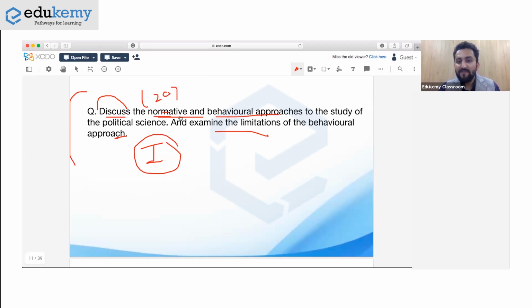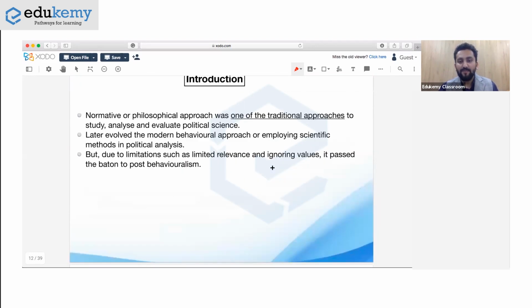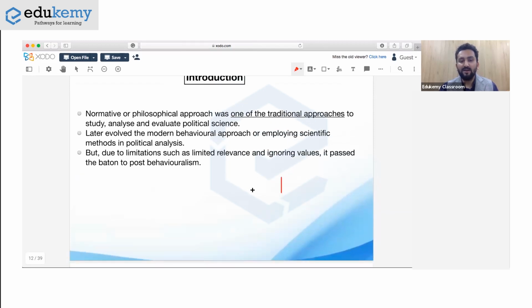Now, normative approach, behavioral approach: you should give one and a half lines to each, expand on that, and then the limitation. Three keywords in the introduction should be clear. So for the introduction, what needs to be in it? The normative or philosophical approach was one of the traditional approaches. It was a traditional approach, just underline it.